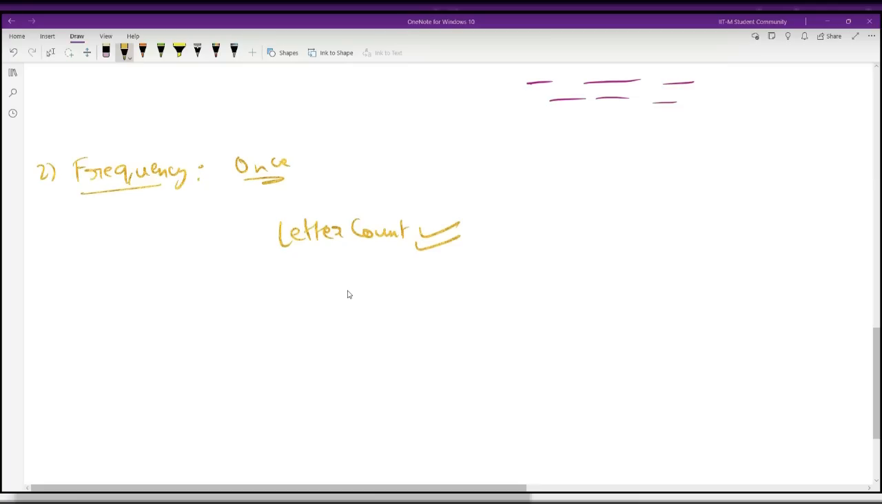Now, depending upon frequency, as one of your friends said, let us consider two examples again. This pen is too dark.